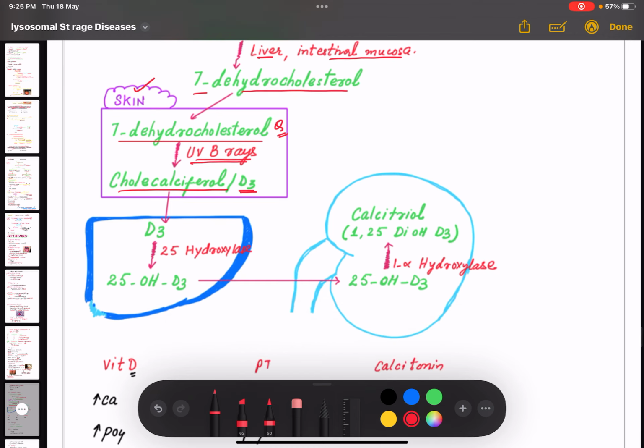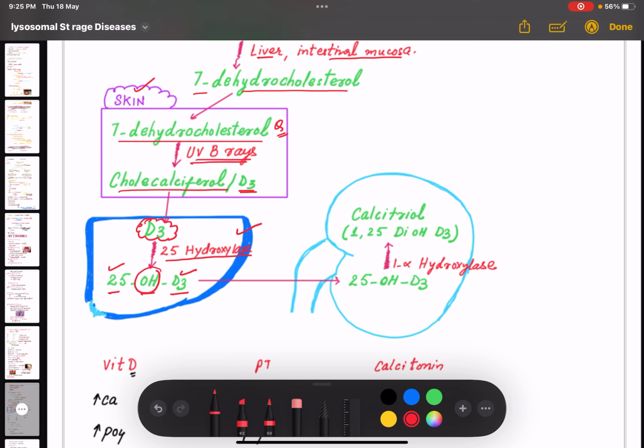See guys, now this D3 or cholecalciferol is going to enter the liver, where it is converted into 25-hydroxycholecalciferol. I told you this D3 is also known as cholecalciferol. Here the enzyme works, which is known as 25-hydroxylase. It means this 25-hydroxylase adds a hydroxyl group to cholecalciferol at the 25th position. See guys, the first hydroxylation occurs in the liver. We have one liver, and the first hydroxylation occurs in the liver.